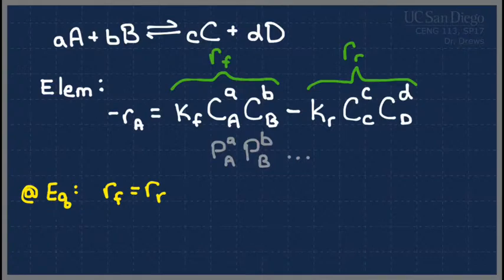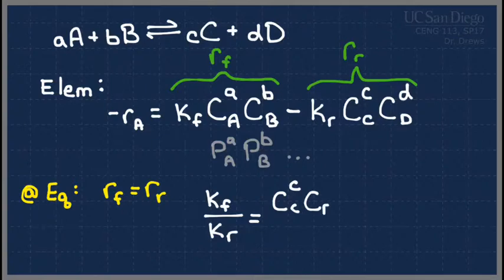And so we can get something a little bit interesting, which is that the ratio of K forwards over K reverse looks like C sub C raised to the C. That's kind of a weird, well, that's what it is. C sub D raised to the D, over C sub A raised to the A, C sub B raised to the B.